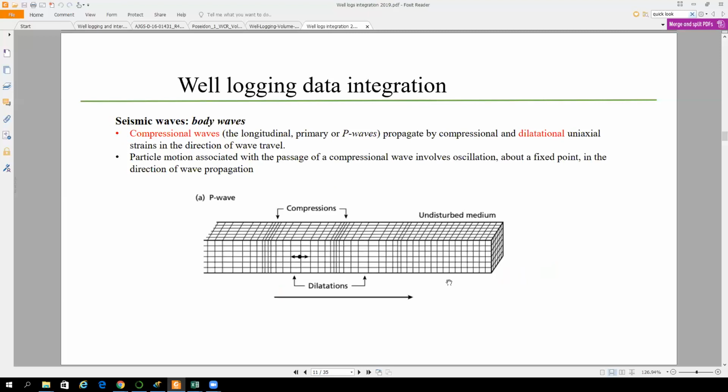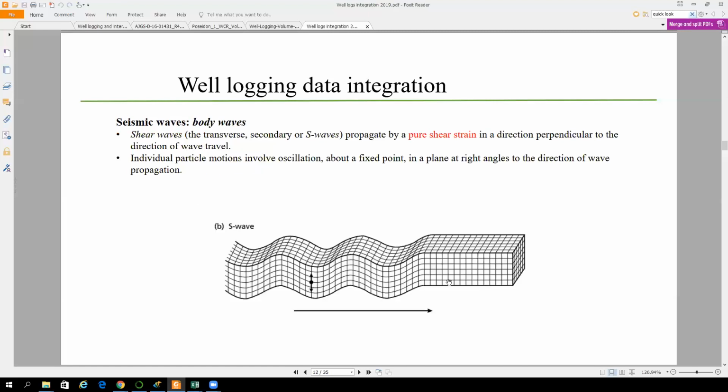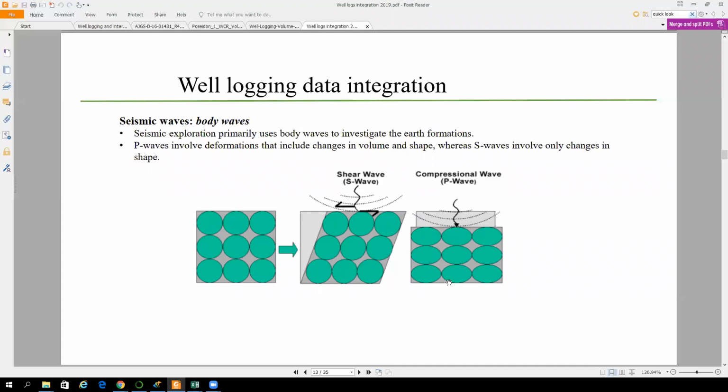Compressional waves, sometimes we call them longitudinal waves or primary waves or P waves. They propagate by compressional and dilatational uniaxial strains in the direction of the wave travel. The shear waves are different than the P wave, and they propagate by pure shear strain in the direction which is perpendicular to the wave propagation direction. Those waves cause some deformations in the material, or in the earth material.